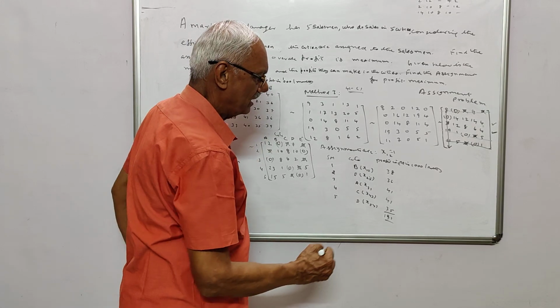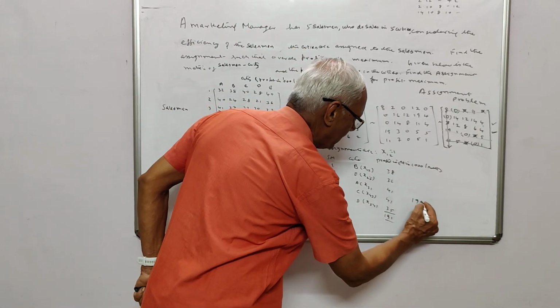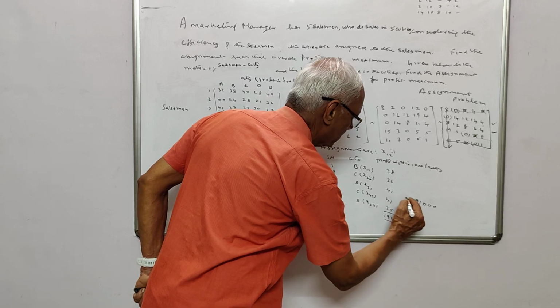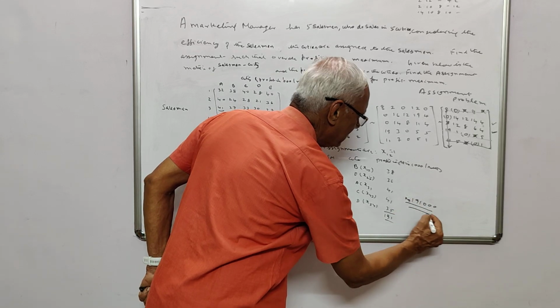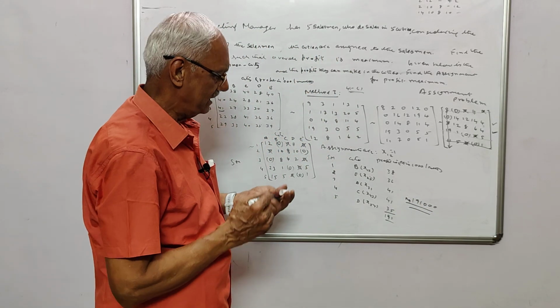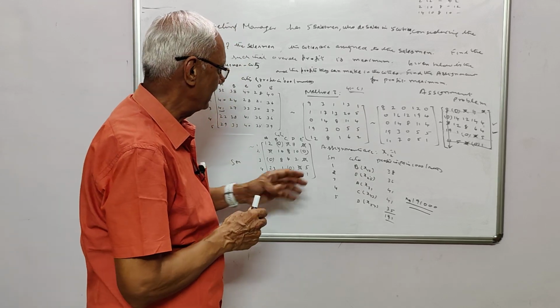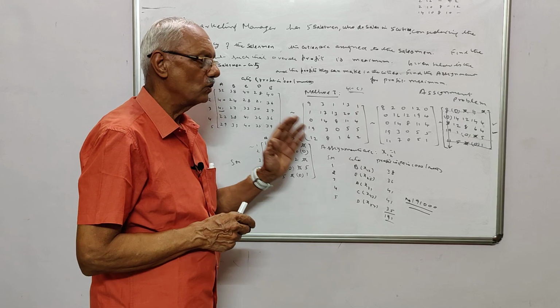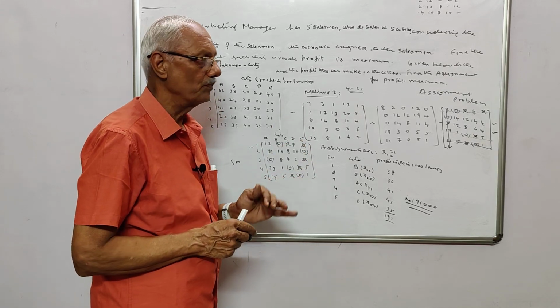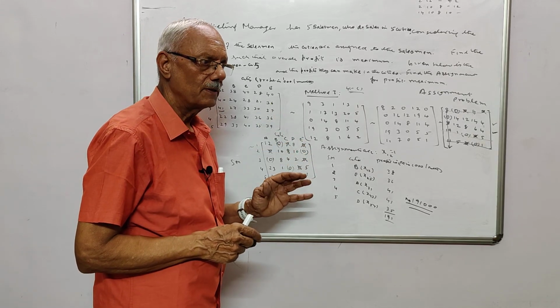So 191. That means what? This is nothing but 191 followed by 3 zeros. So this is the maximum profit that the salesman would make if they are assigned the cities like this. So this is your maximization problem. This is your method 1.